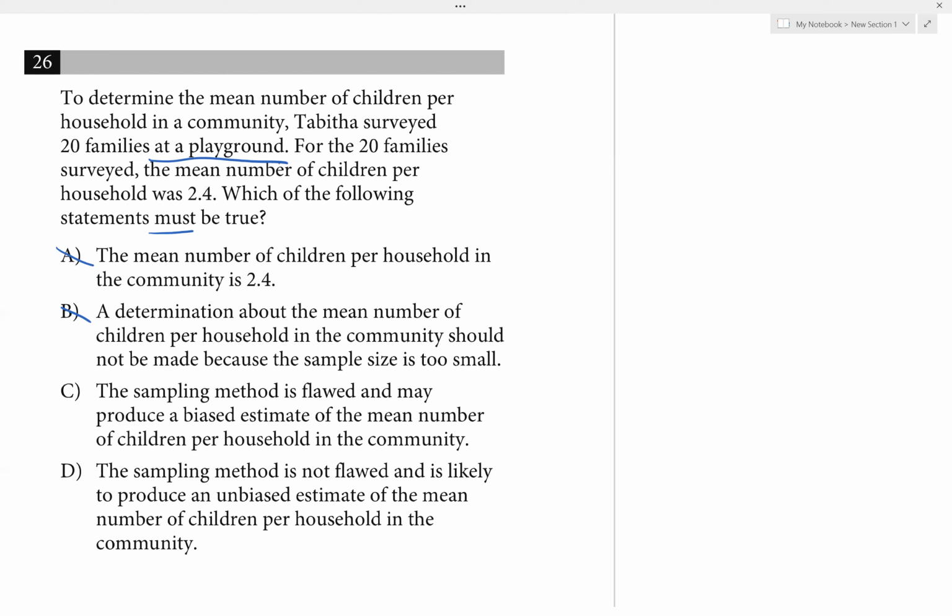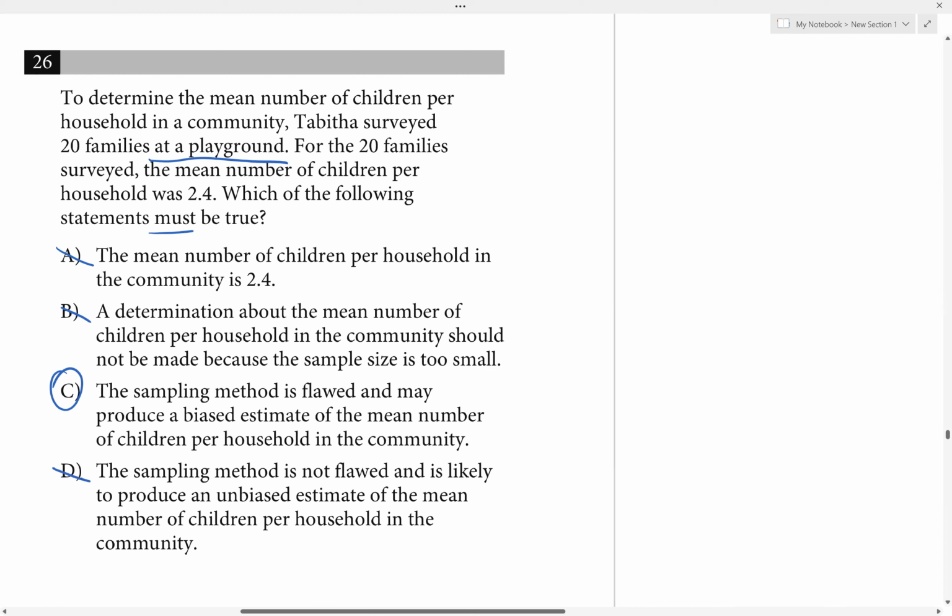So it might make the result inaccurate. If she wants to do a fair survey, she should have asked people at different locations, or actually, randomly select 20 families in the community and go door to door and ask people instead of just asking at the playground. So letter C is actually our answer. There is a flaw in the sampling design here. Okay, so D won't be correct. D says the sampling method is not flawed and likely produces an unbiased estimate of the mean number of children per household in the community.